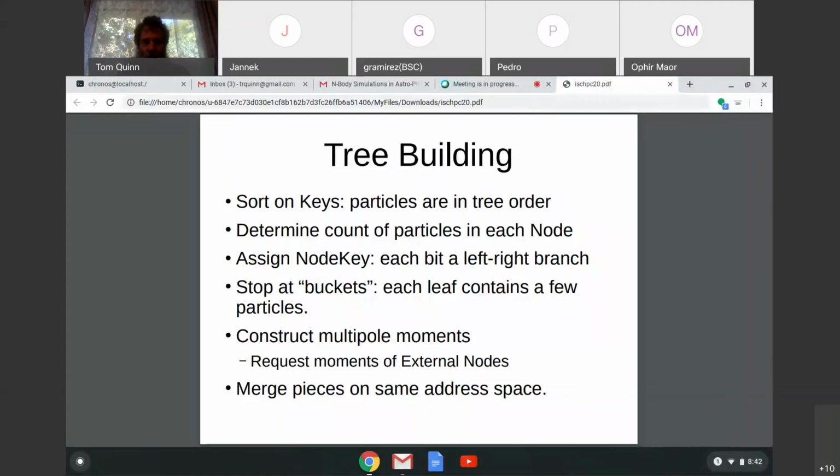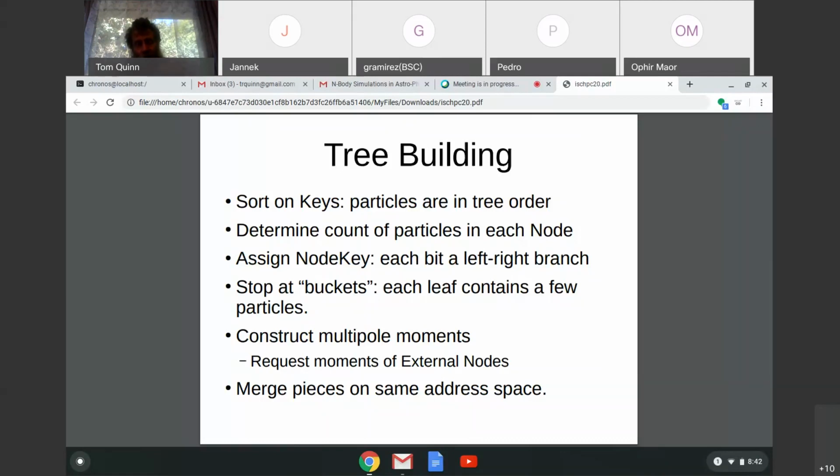This is a node key where each bit tells you which side of the tree you've descended. And then you don't go down to individual particles. It's more efficient to stop when you have a small number of particles in a node. And depending on the type of processor, you have anywhere from around 8 to 64 particles, where the larger numbers of particles in a bucket allows you to take advantage of the SIMD instructions, the AVX instructions, to vectorize operations.